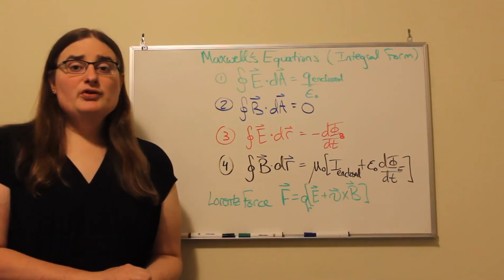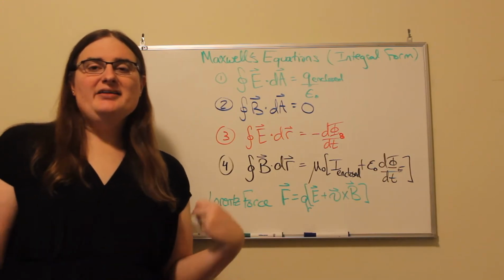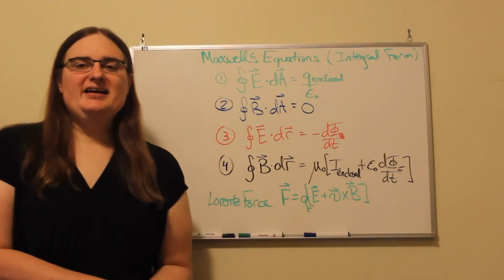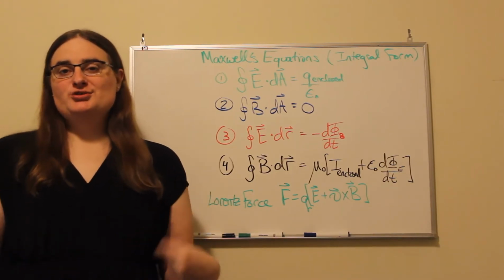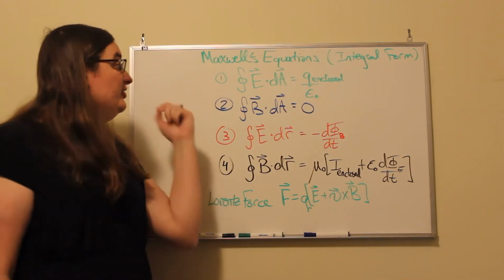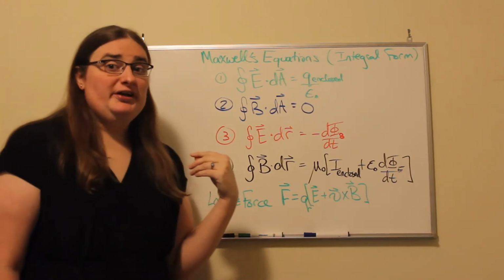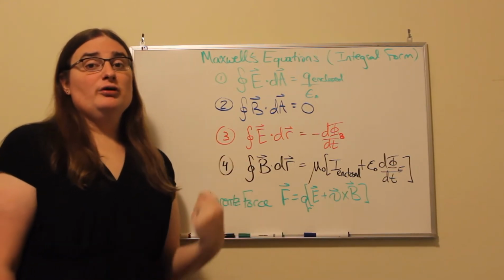Hi, I want to review the four laws that make up Maxwell's equations and also a piece that kind of goes along for the ride, talking about the total force that a charge will feel when we're dealing with electric and magnetic forces. So the four Maxwell's equations start with Gauss's law for flux.